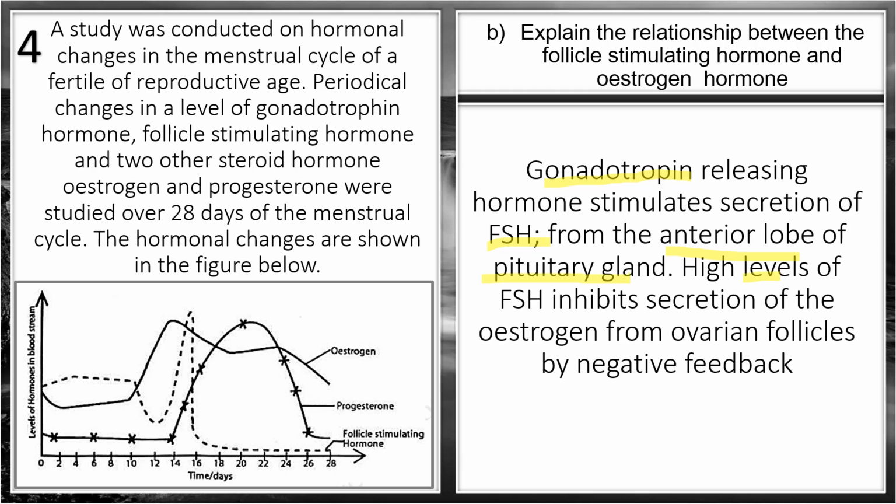And the higher levels of the follicle stimulating hormone inhibit the secretion of estrogen from the ovarian follicles by negative feedback. So when we have a higher concentration of follicle stimulating hormone, we are going to have lower concentration of estrogen, because follicle stimulating hormone inhibits the secretion of estrogen from the ovarian follicles.